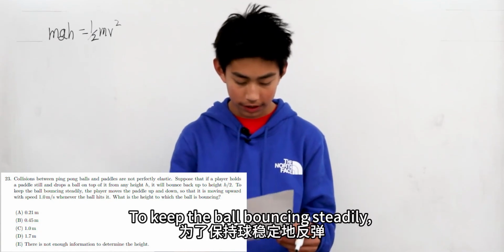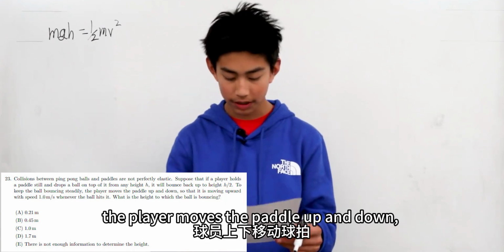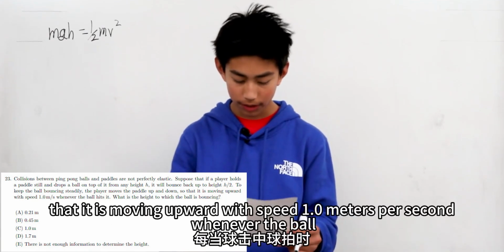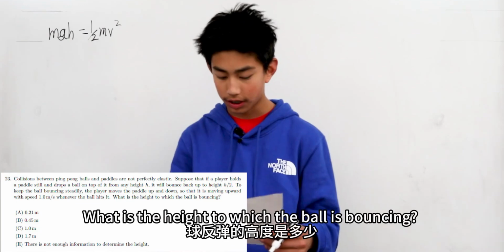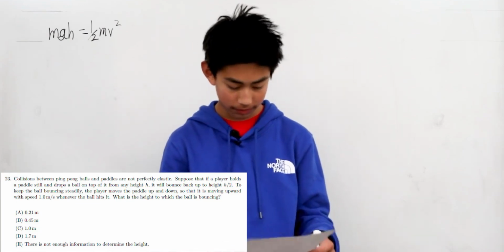To keep the ball bouncing steadily, the player moves the paddle up and down so that it is moving upward with speed 1.0 meters per second whenever the ball hits it. What is the height to which the ball is bouncing?